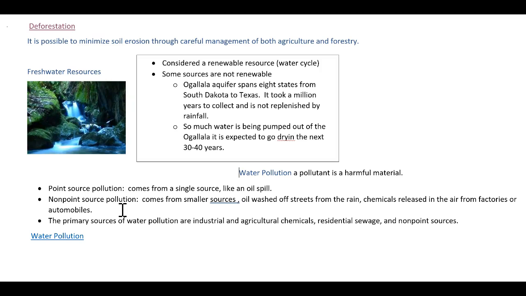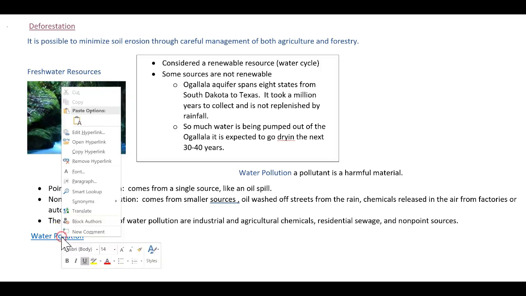Residential sewage is another. Every time you flush that toilet or take a shower or run your dishwasher or your washing machine, you're putting sewage out, and that needs to be converted so that it's back into a clean water source. And non-point sources. Let's take a look at this video.